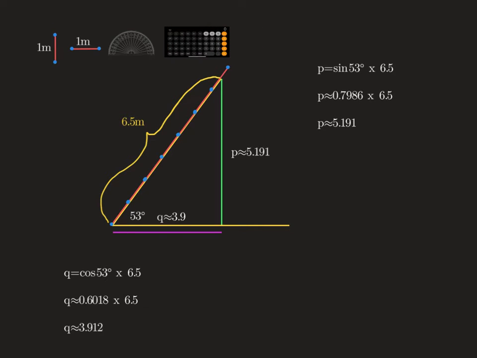So as you can see, sine and cosine are basically telling you what percentage of the hypotenuse these other two sides are when you have a right triangle. That can be extremely useful when you're trying to solve triangles.